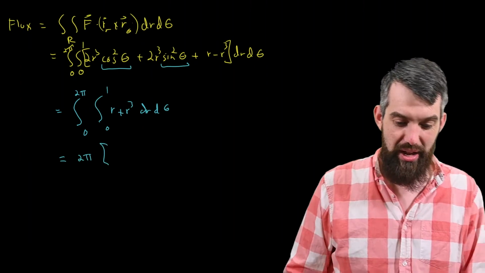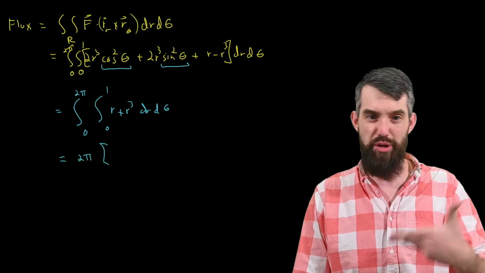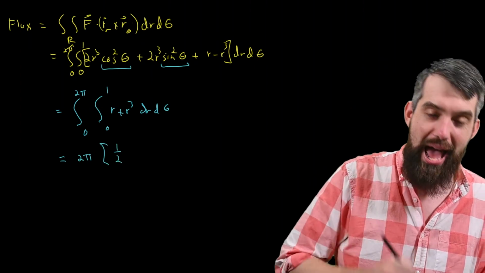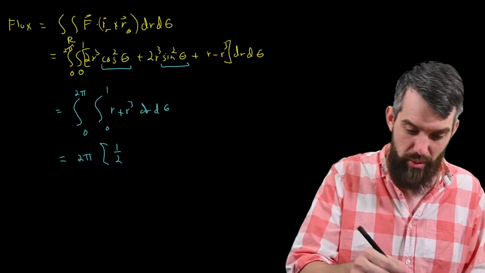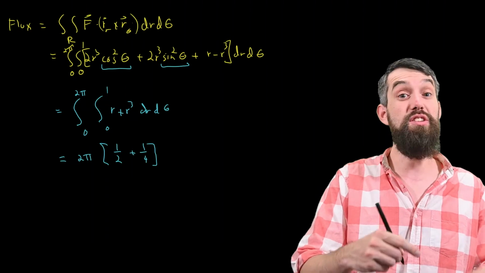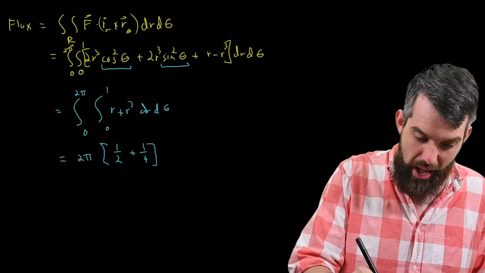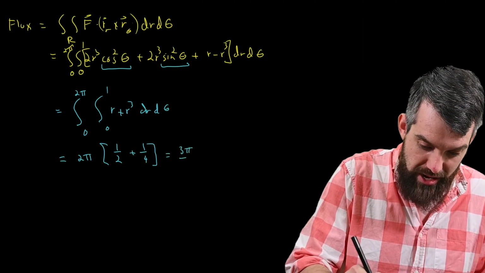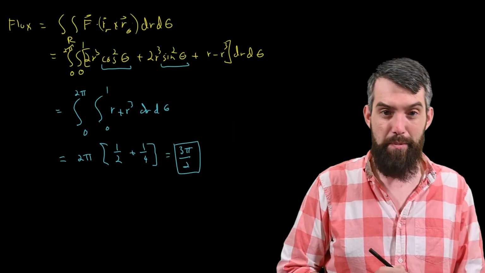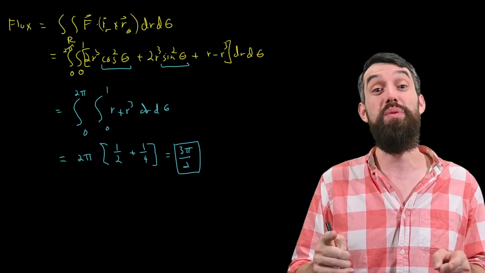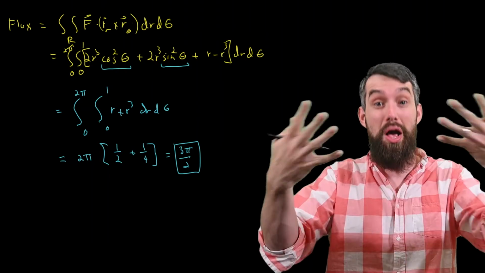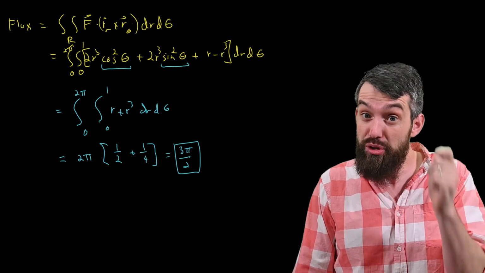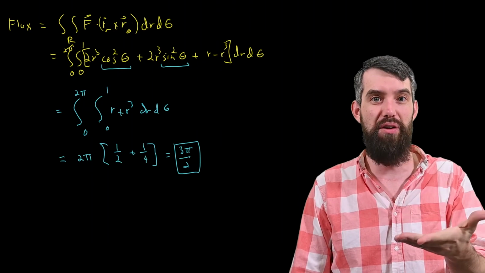r is going to become r squared over 2 between 1 and 0, which is 1/2. r cubed is going to become r to the 4th over 4 between 0 and 1, which is a quarter, which gives me 3/4 times 2 pi. In other words, 3 pi divided by 2, final answer. All right, so we have managed to compute the flux of the original vector field across this surface via parameterizing it and plugging it into our formula for flux.